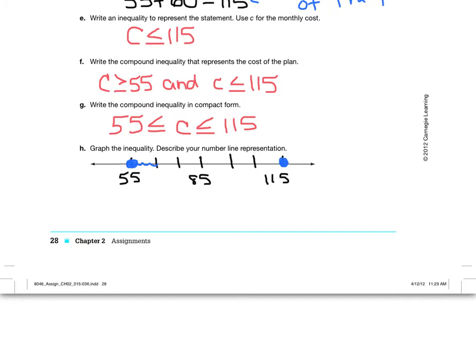So here I'm going to shade all in this spot. And then it says describe your number line representation. The graph is represented by closed circles on both 55 and 115 because both of those amounts can be part of the solution. Also, all the amounts between 55 and 115 are part of the solution.